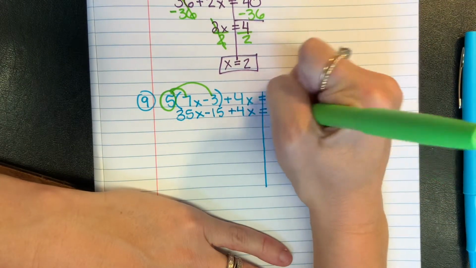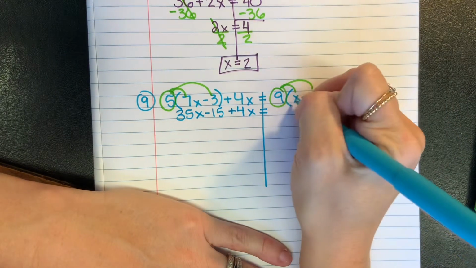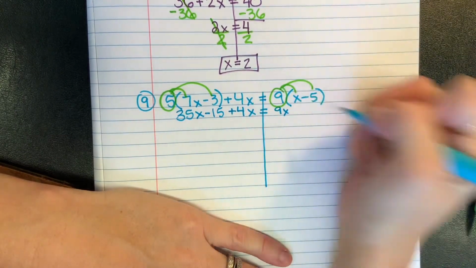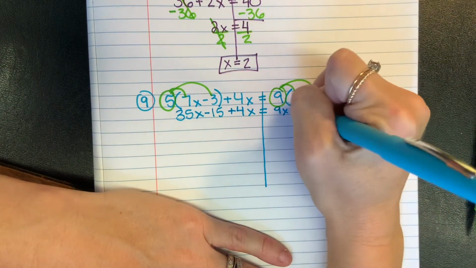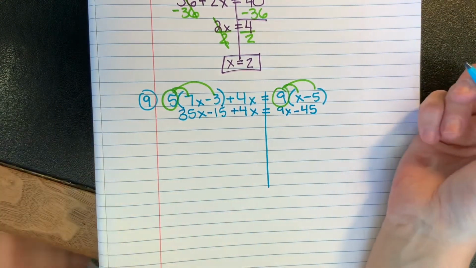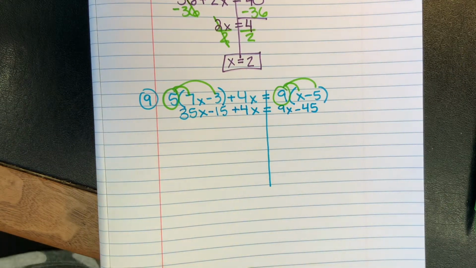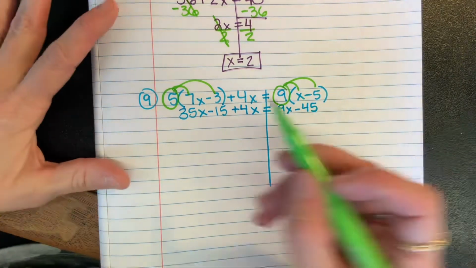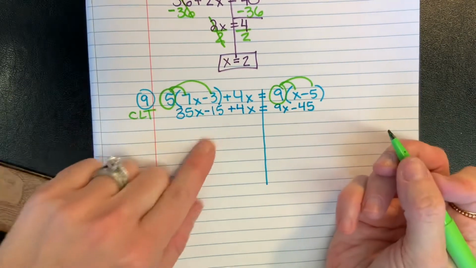All right, now I can distribute over here on the right side. 9 times x, 9x. Don't bring down that minus sign. 9 times a negative 5 is negative 45. Okay, so now it's minus 45. If I'd gotten a plus 45, I would have just put positive 45, or vice versa.